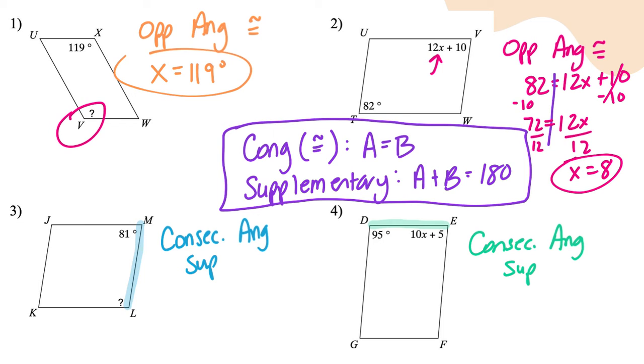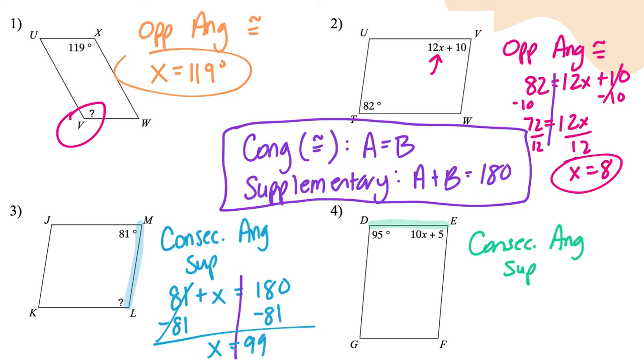The next problems are supplementary. So no longer will we set the 2 angles equal to each other, but we'll take the 2 angles and we'll sum them to equal 180. And then from there, we will go ahead and solve. So my goal is to get x by itself. I have a one-step equation. So when I subtract, I get that x is equal to 99. Same type of thing is going to happen on the next problem. I'll take that 95, set it equal to 10x plus 5, and solve.